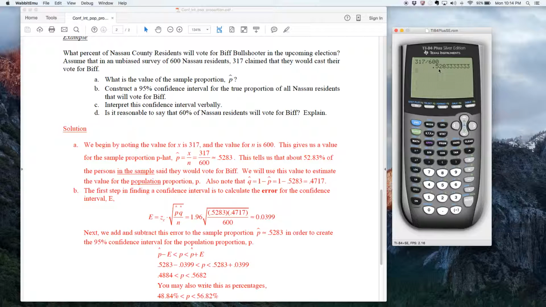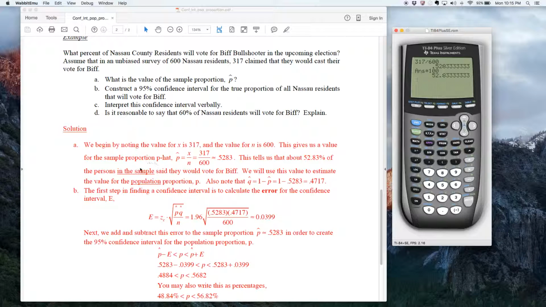Take that decimal and move it 2 spots to the right, which is the equivalent of multiplying by 100 on your calculator. This will express it as a percentage. So that's about 52.8, or call it about 53% of the people that we surveyed out of the 600 said, yep, I'm going to vote for Biff. So again, this tells us about 52.83% of the persons in the sample said they're going to vote for Biff. Obviously, knowing what it is in the sample is great, but we really want to know what it is for the whole population of Nassau County.